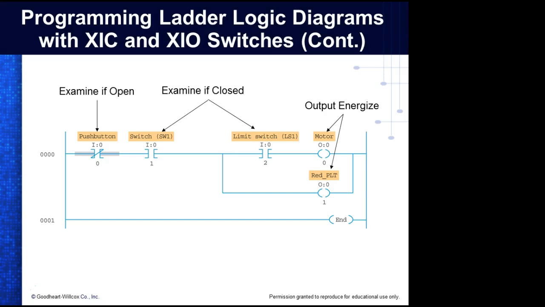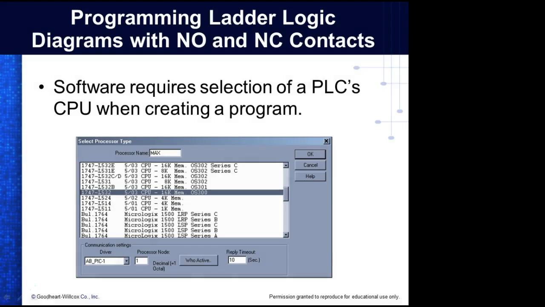So programming ladder logic, we understand examine if open and examine if closed, right? These are instructions. And then output energize. We're okay there? Select the CPU. So this guy is using a 503, which is a modular PLC.